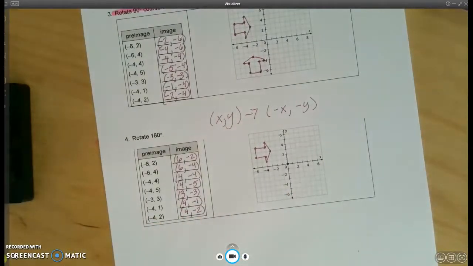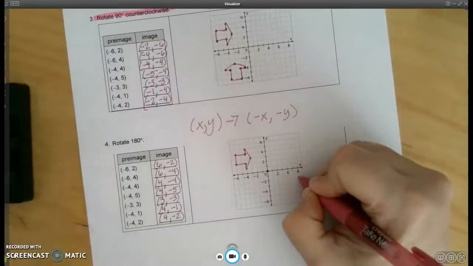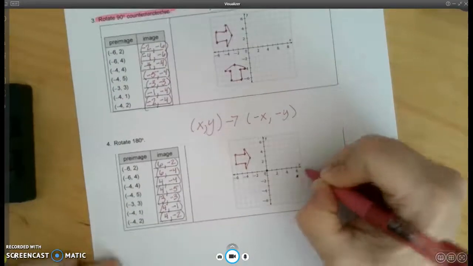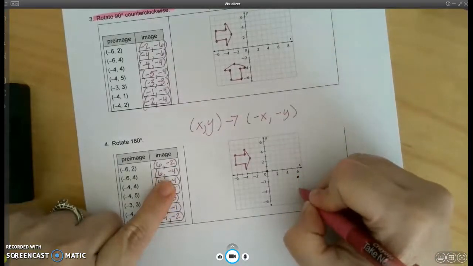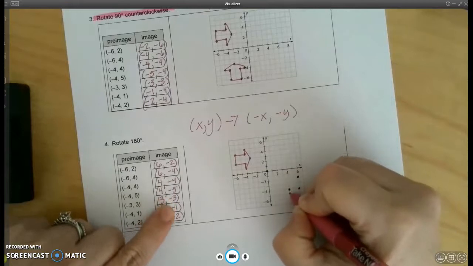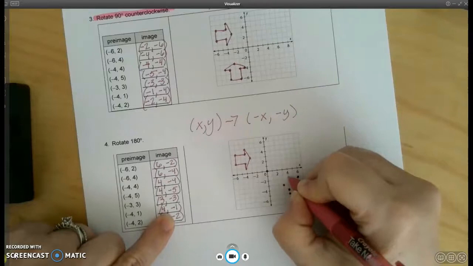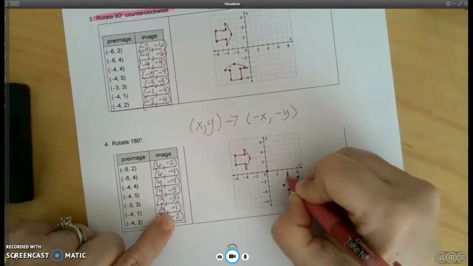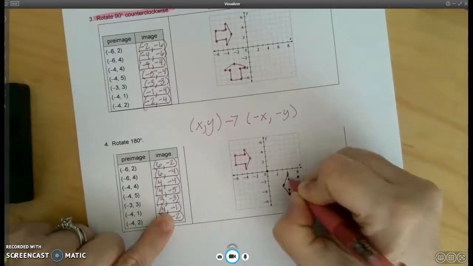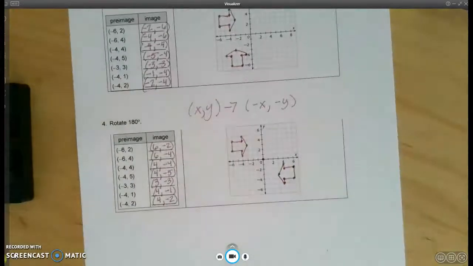So you take a minute and go graph that. I'm going to graph it. (6, -2), (6, -4), (4, -4), and we should have our arrow. Looks good to me. So that's how our rotations work.